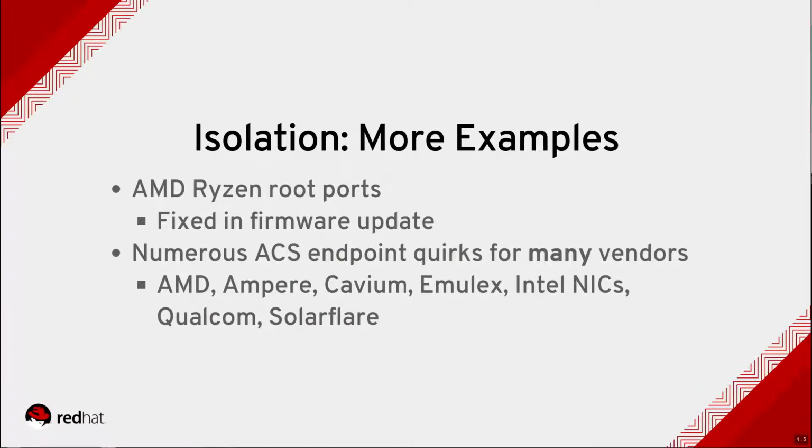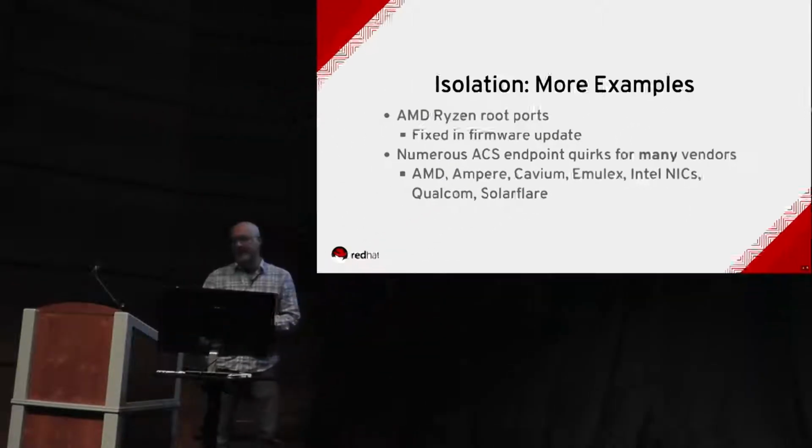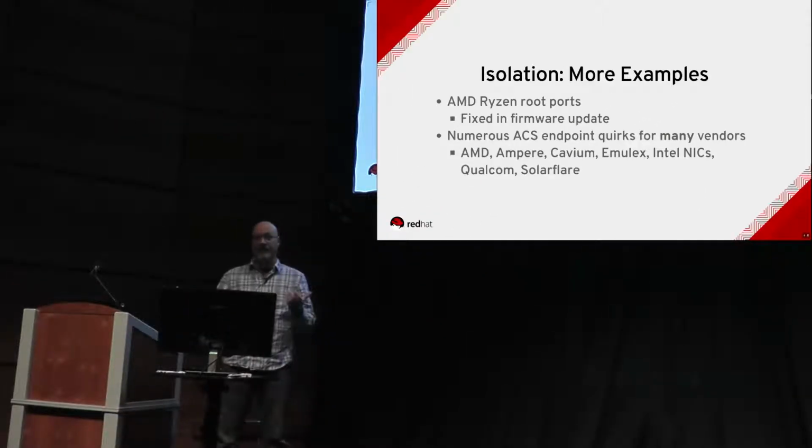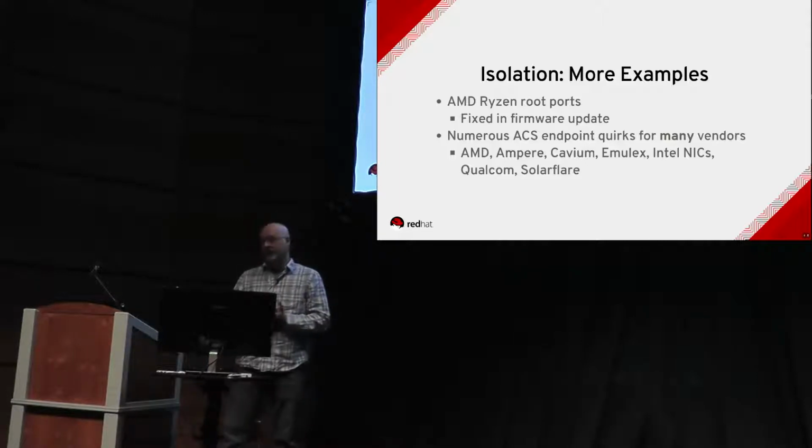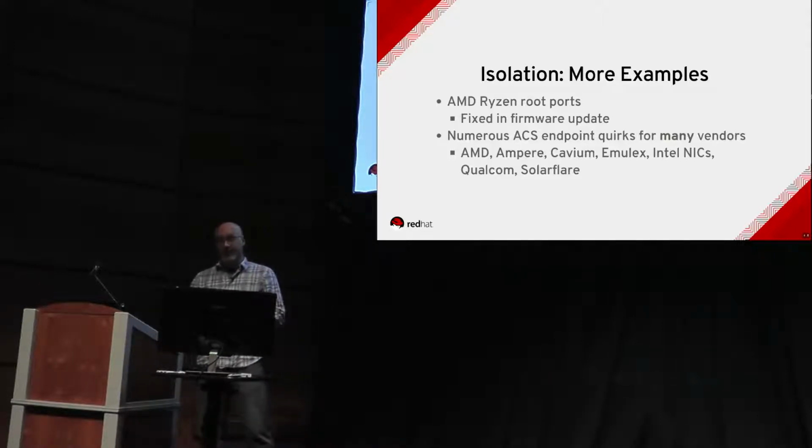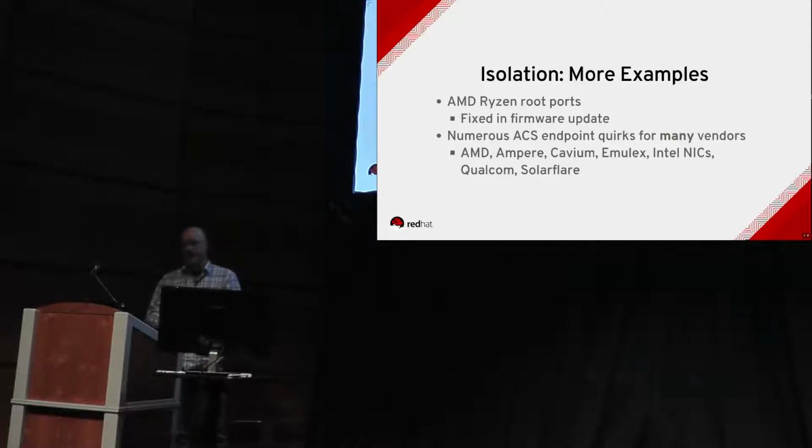So some more examples, AMD Ryzen processors, when they came out, were also lacking ACS. Luckily, this was something that was in the hardware but not exposed. So firmware updates were able to fix that. We don't actually need quirks for those. Endpoint devices are constantly having ACS issues. Anytime we have multifunction endpoints, we need ACS to separate those functions into separate groups. So there are numerous chipset examples. The ARM vendors are not immune from these issues.